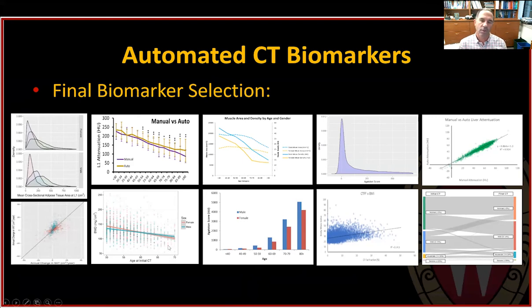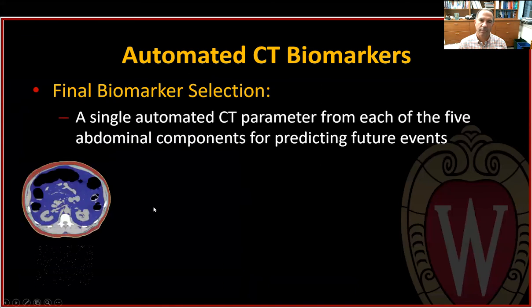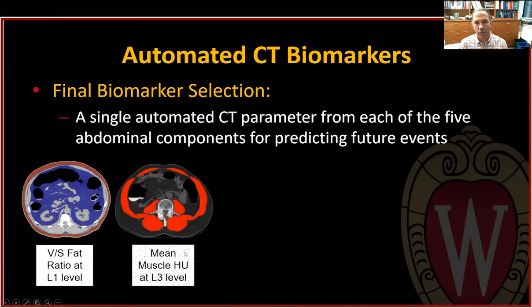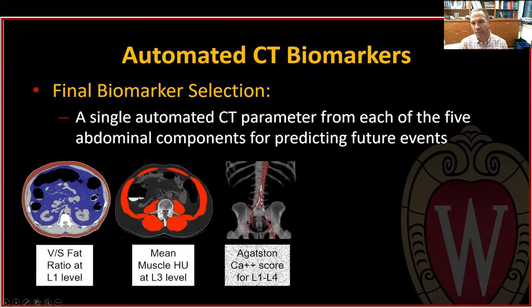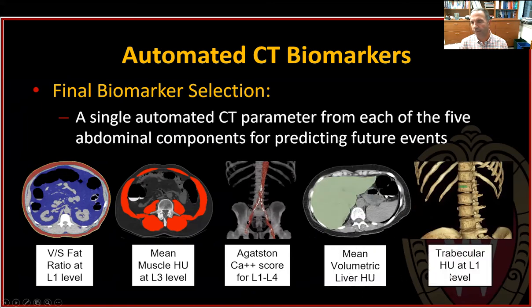We had to select a single measure for each of those tools, and by taking those prior works that I just kind of buzzed through, we decided on the visceral to subcutaneous fat ratio at the L1 level, the mean muscle attenuation or Hounsfield units at the L3 level, the Agatston score from L1 to L4, the mean volumetric liver attenuation for fat, and then the trabecular L1.